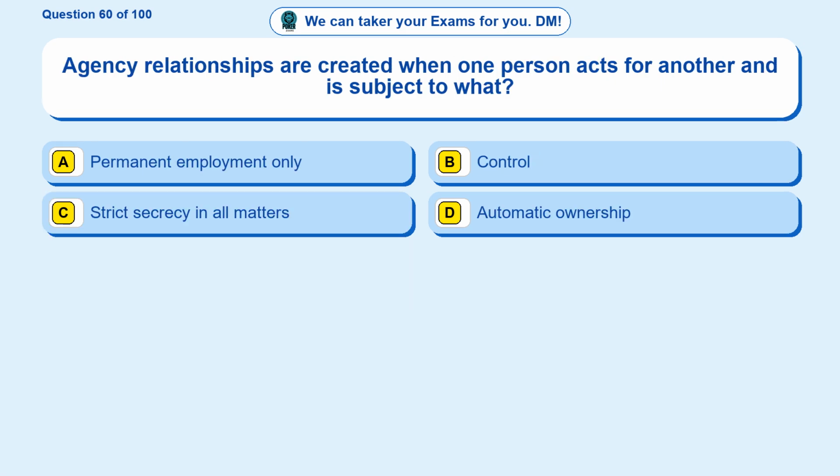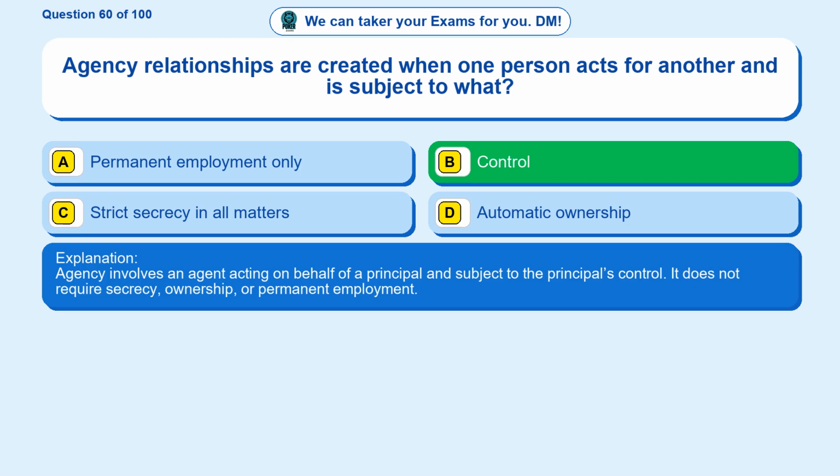Question 60. Agency relationships are created when one person acts for another and is subject to what? Option A, permanent employment only. Option B, control. Option C, strict secrecy in all matters. Option D, automatic ownership. The correct answer is option B, control. Agency involves an agent acting on behalf of a principal and subject to the principal's control. It does not require secrecy, ownership, or permanent employment.